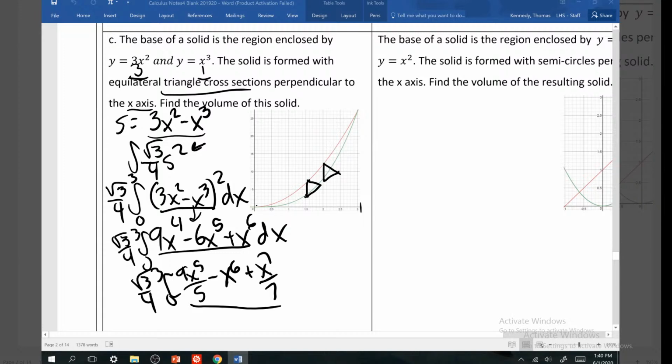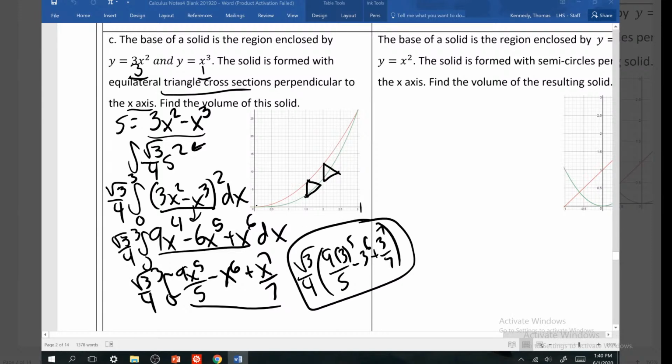All right. And now all we do is plug in 3. And we get root 3 over 4, and there's no way I'm going to simplify this one this time. 9 times 3 to the 5th over 5 minus 3 to the 6th plus 3 to the 7th over 7. And booyah, that's the answer. Done.